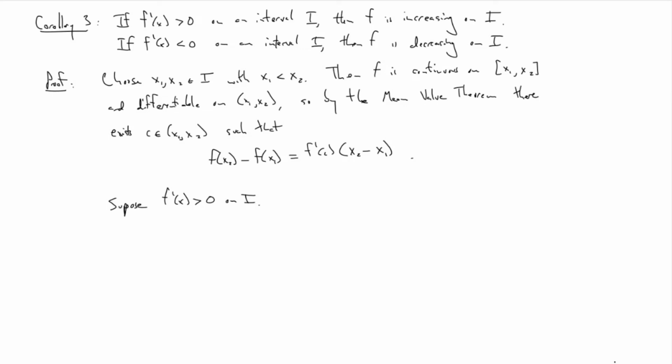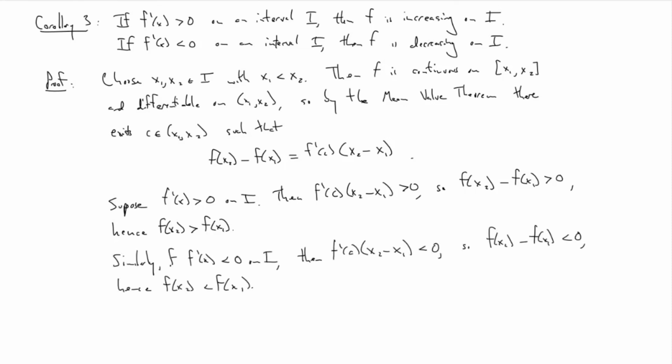Well, if that's the case, then f prime of c is positive. And since x2 is greater than x1, x2 minus x1 is positive. And so the entire right-hand side of the equal sign here is positive. And if that's positive, then so is the left-hand side of the equal sign. And that means that f of x2 minus f of x1 is a positive number, or f of x2 is bigger than f of x1. Well, x1 was to the left of x2. If f of x2 is bigger than f of x1, that's what it means for a function to be increasing. As you go from the left to the right, the function values are getting bigger.